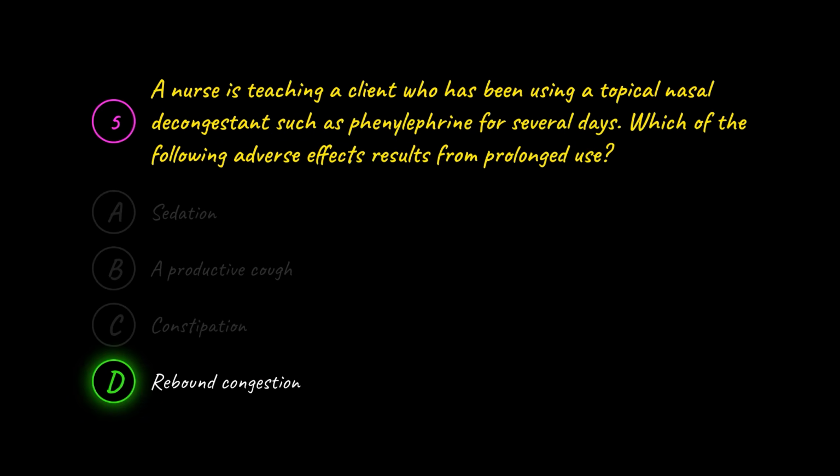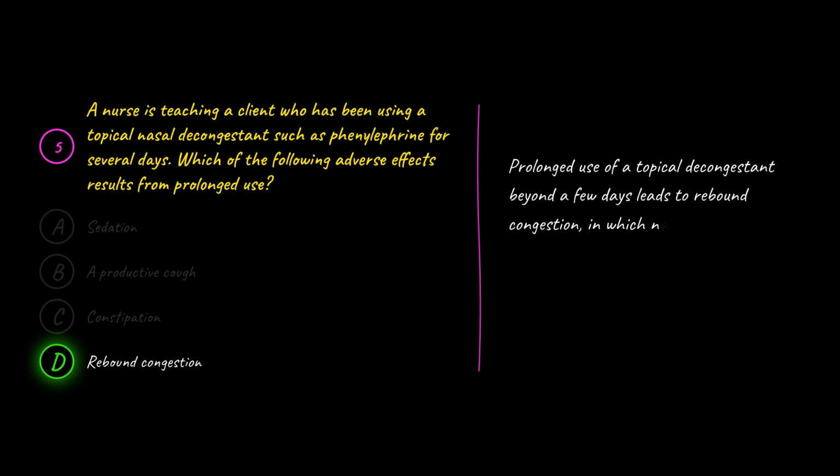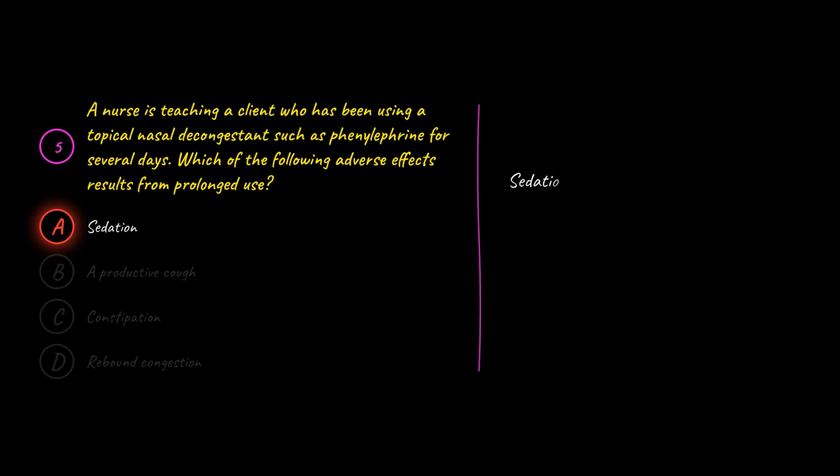The correct answer is D, rebound congestion. D is correct because prolonged use of a topical decongestant beyond a few days leads to rebound congestion, in which nasal stuffiness worsens. The nurse should teach the client to limit topical use to the recommended short period in order to avoid this effect. A is wrong because sedation is not the concern with topical decongestants, which tend to stimulate rather than sedate the client.